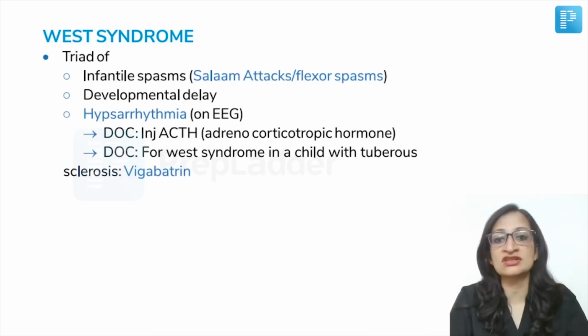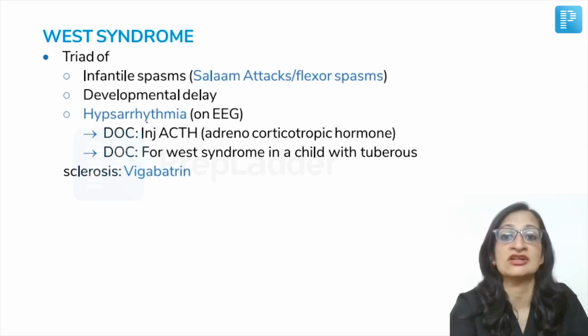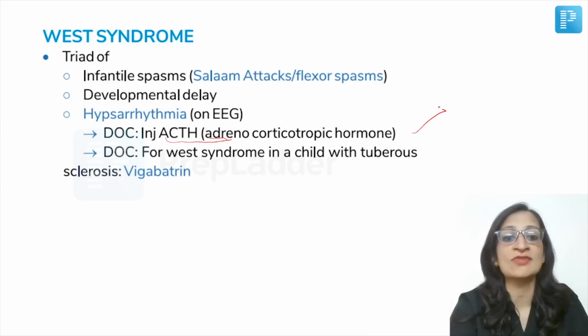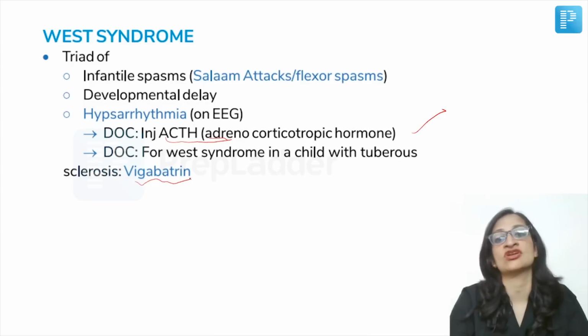Now this we have also discussed in our pediatric videos as well as notes. You can see that hypsarrhythmia, developmental delay and infantile spasms is a triad that is seen in West syndrome. And the drug of choice is injection ACTH. While if there is infantile spasms in a child with tuberous sclerosis, the drug of choice then becomes vigabatrin.